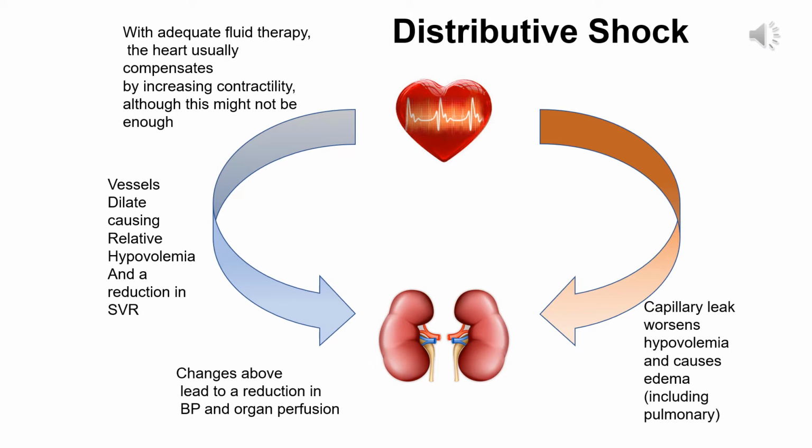So the kinds of things that we're going to see is this vasodilatation causing that relative hypovolemia and a reduction in the systemic vascular resistance or a reduction in the blood pressure, as I talked about earlier when I talked about relative hypovolemia. These changes lead to a reduction in the blood pressure and a reduction in organ perfusion. Another thing that contributes to fluid issues and volume issues in distributive shock is that we get a capillary leak syndrome that worsens the hypovolemia and causes edema. This edema can be anywhere. It can be pulmonary edema, it can be peripheral edema. So those are the kinds of things that we look for in this distributive shock.